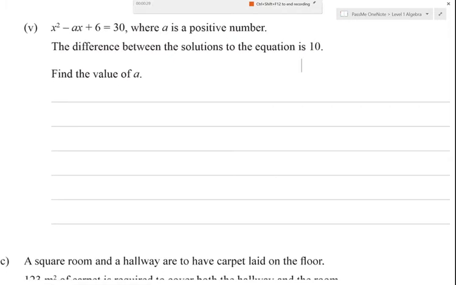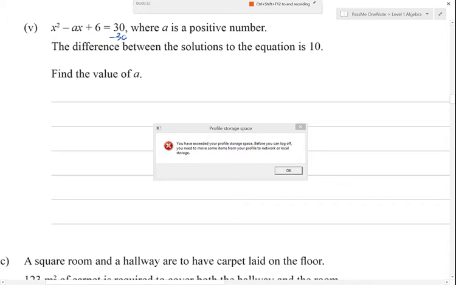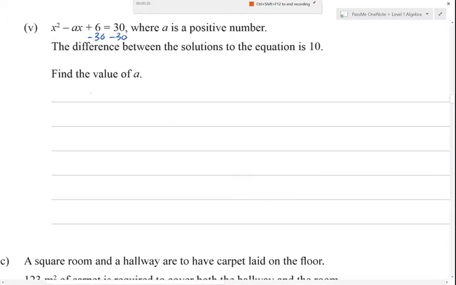So let's start by making this quadratic equal to 0 on one side by subtracting 30 from both sides, and that will give us x squared minus ax minus 24 equals 0. And so we're going to factorise this into two sets of brackets. So I'll put x at the start of each bracket, and we're looking for two numbers that multiply to negative 24 and add to a, but we're not sure what a is. So let's list all the factors of 24.